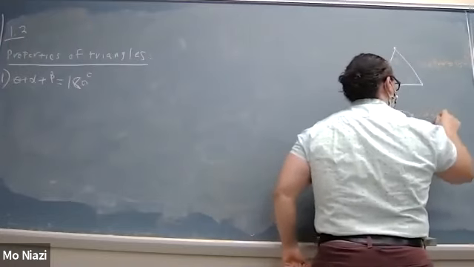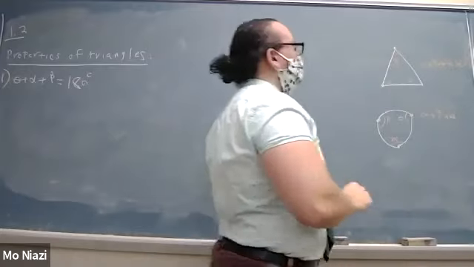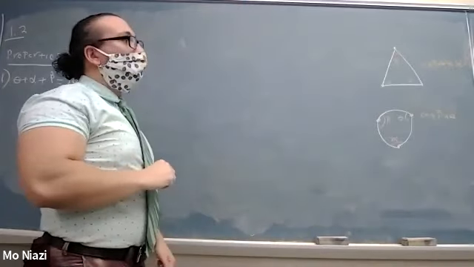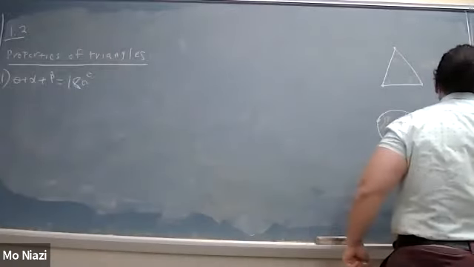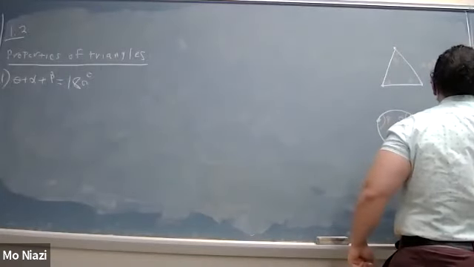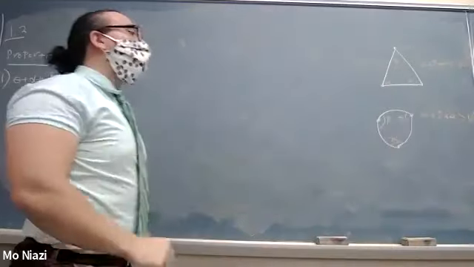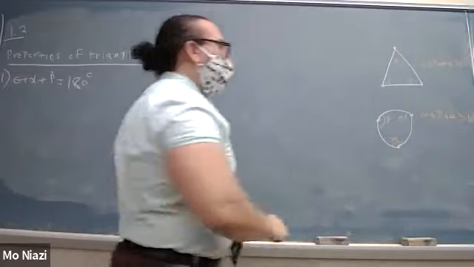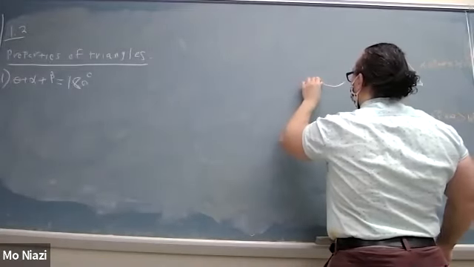What do you think alpha plus beta plus theta equals here? 180. No, greater than 180. Maybe 360. Maybe. But let's just say that it's just greater than 180. This is in positively curved space. Here's a triangle in negatively curved space.